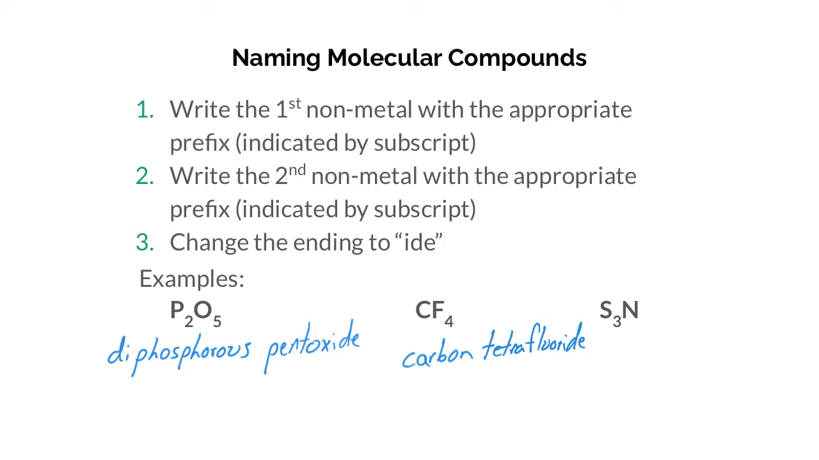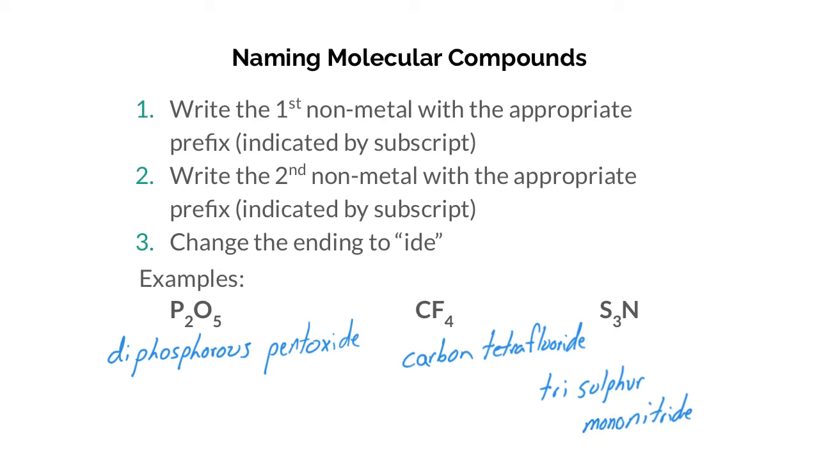Our final example is S3N. For S, we know it's sulfur, and there's 3 sulfur atoms. So we look at our prefix chart and simply add trisulfur. Our next element is nitrogen, and we'll change that ending to an ide, so it's nitride. And again, we see here that there is only 1 nitrogen atom, and so we need to put the appropriate prefix, and that would be mono.